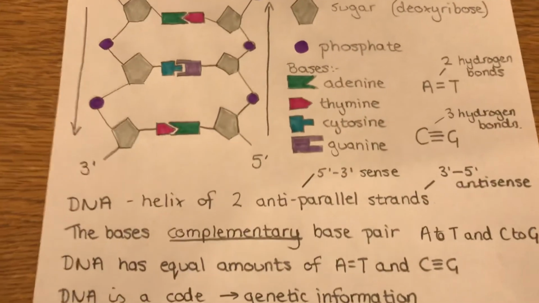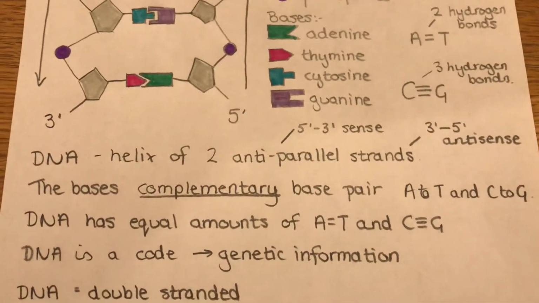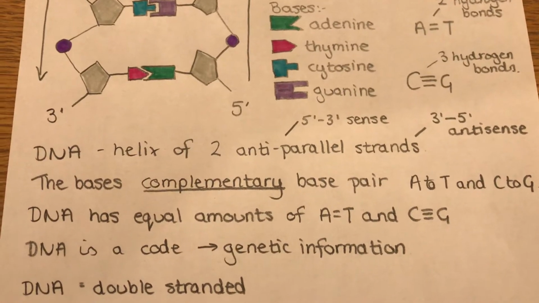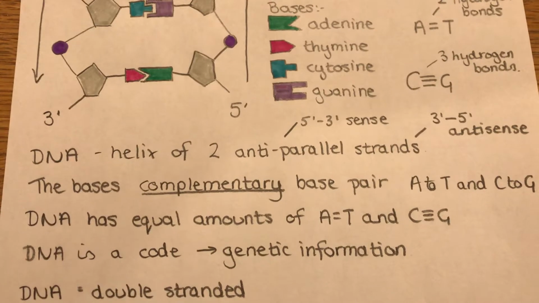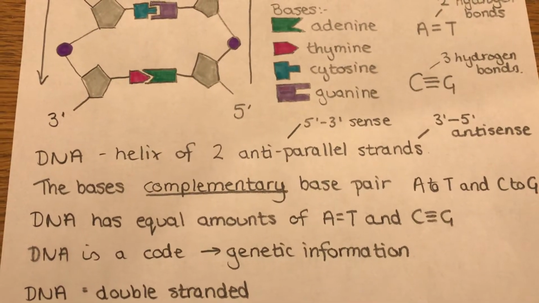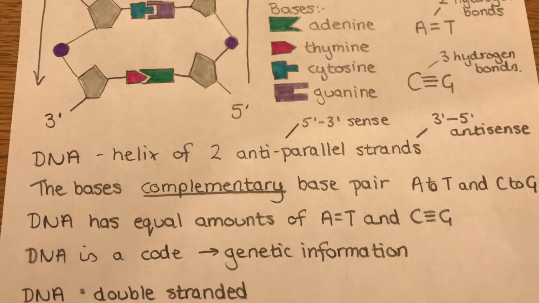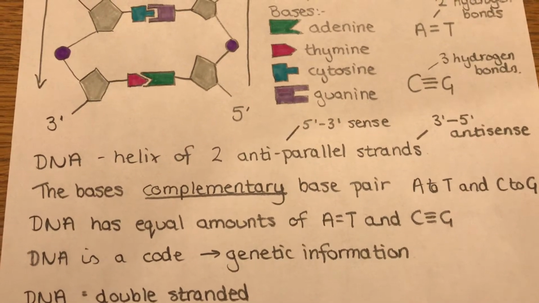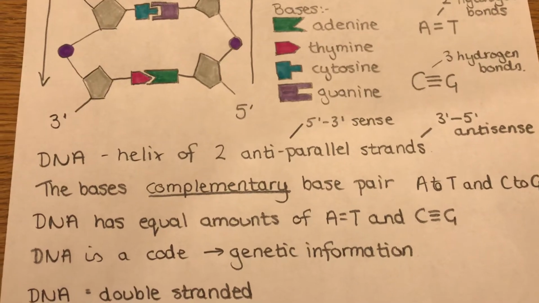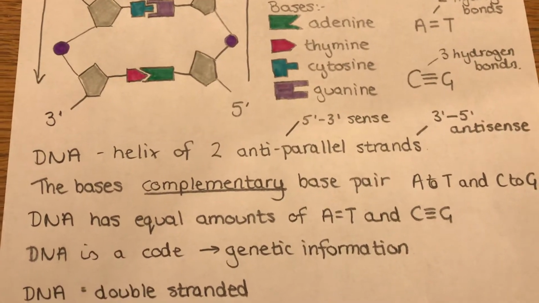So, got to remember they're complementary base pairing. It's really, really important that we remember it's complementary. Your DNA has equal amounts of A and T and C and G, and this DNA makes up a code, which is all your genetic information, i.e. it's a blueprint of how to make you.